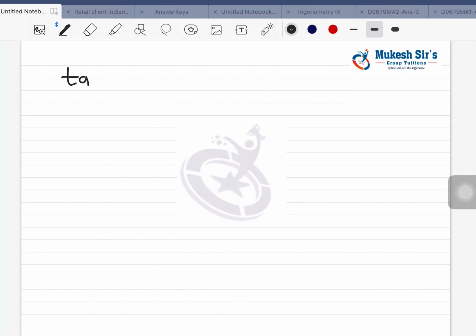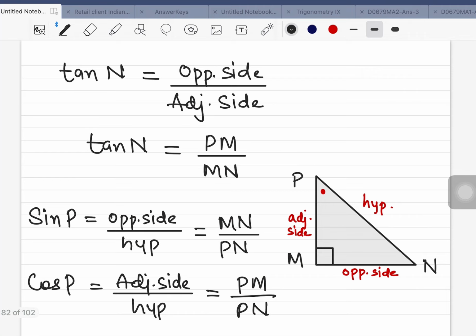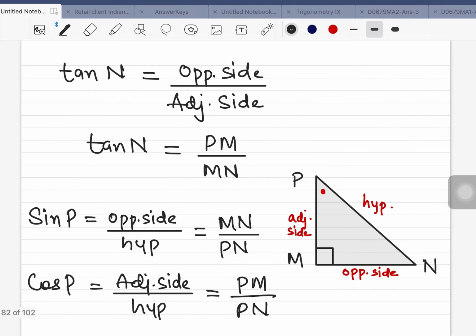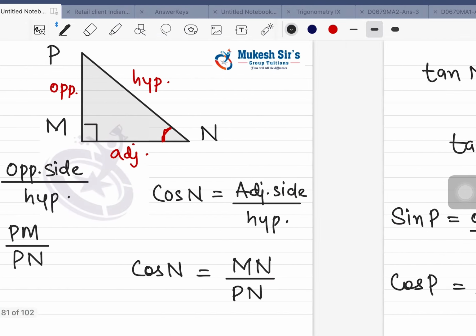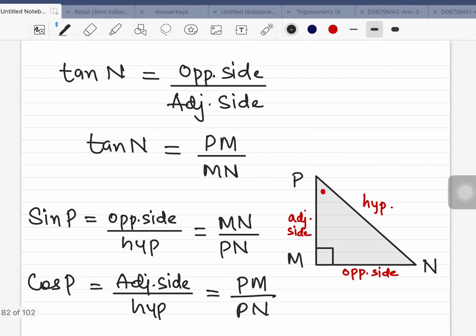And finally tan P. Tan P is equal to opposite side of P upon adjacent side of P. So the opposite side of P is MN and the adjacent side is PM. Clear? So these are the values of sin P, cos P, tan P, and sin N, cos N, and tan N. So every time, check which angle's ratio is asked, mark its opposite side and its adjacent side, use the definitions, and learn the definitions by heart.